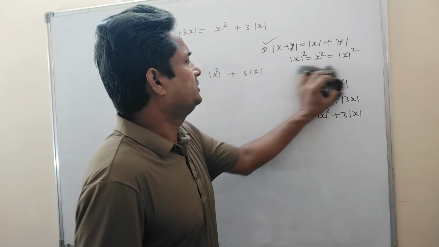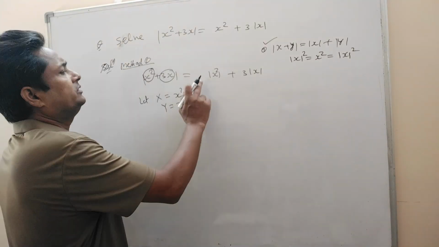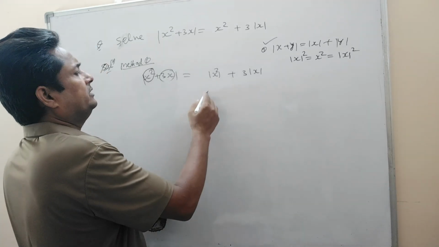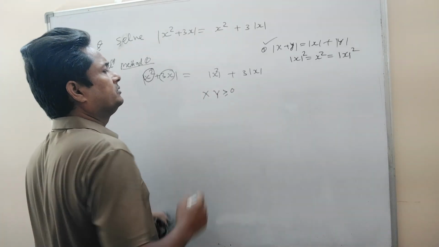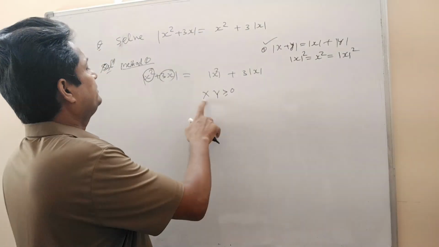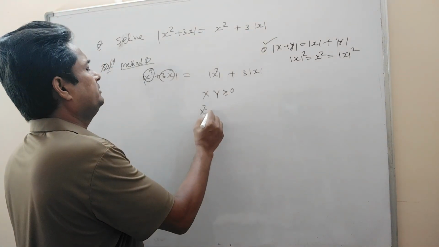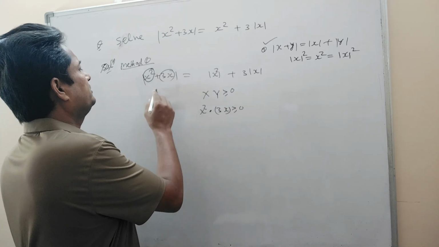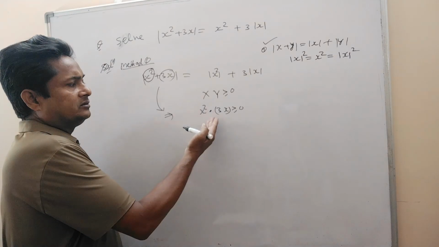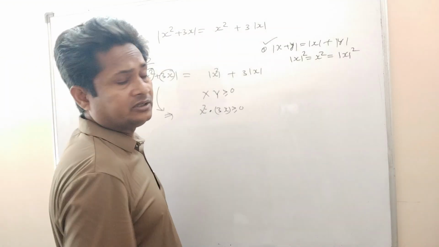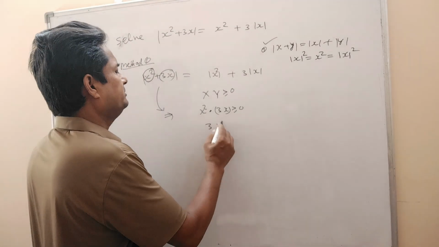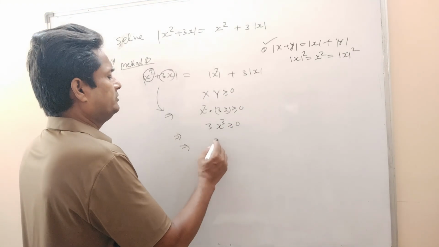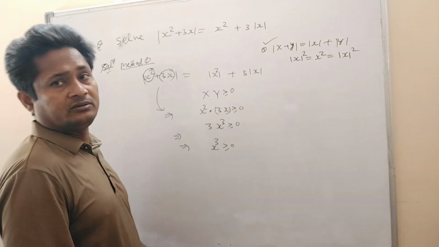So what will be the solution for this equation? The solution will be: XY must be greater than or equal to 0. Capital X is x square, capital Y is 3 times x. That means this is greater than or equal to 0. So now we have to only solve this inequality. This is 3 times x cube greater than or equal to 0. So this can be written as x cube greater than or equal to 0.